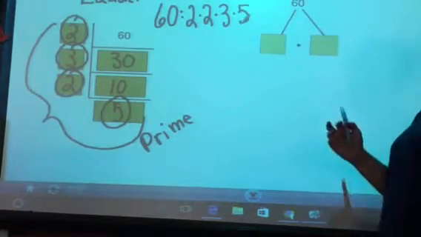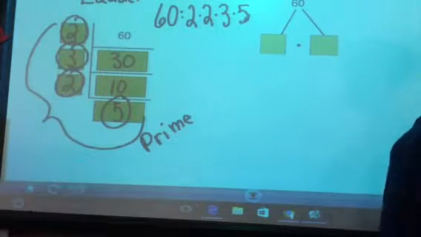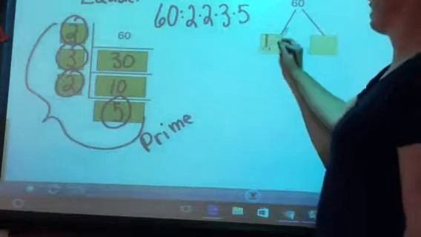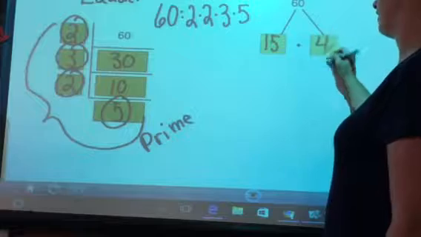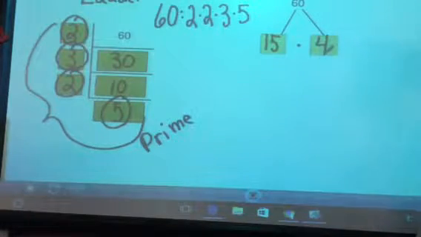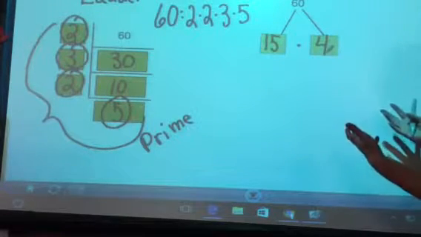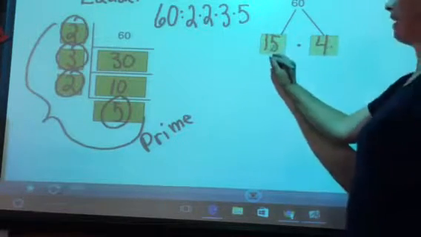Looking at 60 here, I'm going to choose 2 that aren't prime. I'm going to choose 15 and 4, and that's the reason why I like this method so much. I can just start with any 2 factors. It could be prime, but I'm choosing 2 that aren't. And if they're composite, then I make another branch.